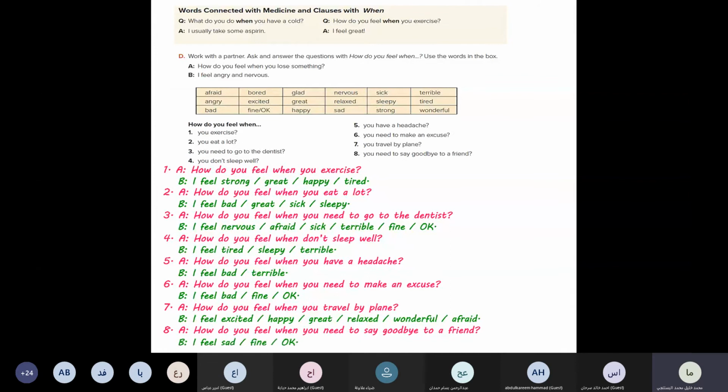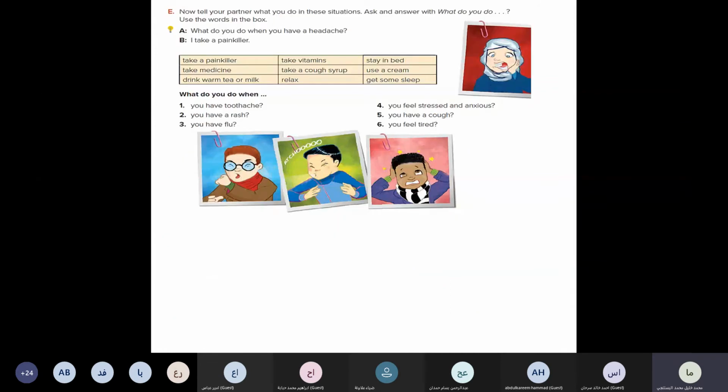Now move to the next. Now tell your partner what you do in this situation. Ask and answer with what do you do? Use the words in the box. Look at the example. What do you do when you have a headache? I take a painkiller. Now, what do you do when you have a toothache, for example? I go to the dentist.